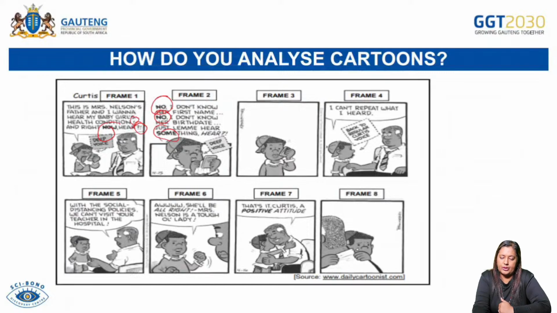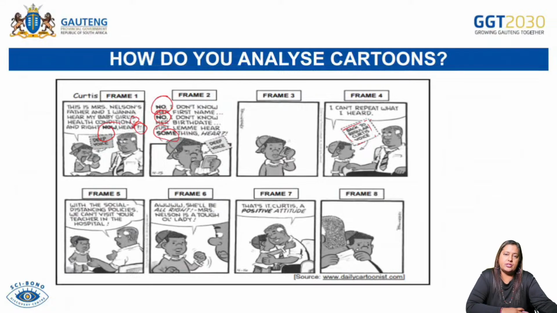Back to the regular voice of Curtis. So now Curtis is speaking to his father, obviously here, and he says, well, I can't repeat. Notice that there are broken lines in that particular bubble, all right? And you got to know by now what that means. Good. Then we've got, with the social distancing policies, we can't visit your teacher in the hospital.